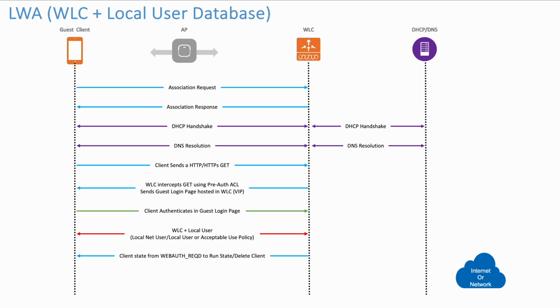So this is the state of the client until you are into that authentication process. Once the authentication process is completed, the WLC has to move this particular client into a run state. That's where the web auth required state will change to run state, and it will allow the client to pass the traffic to the internet or the network.